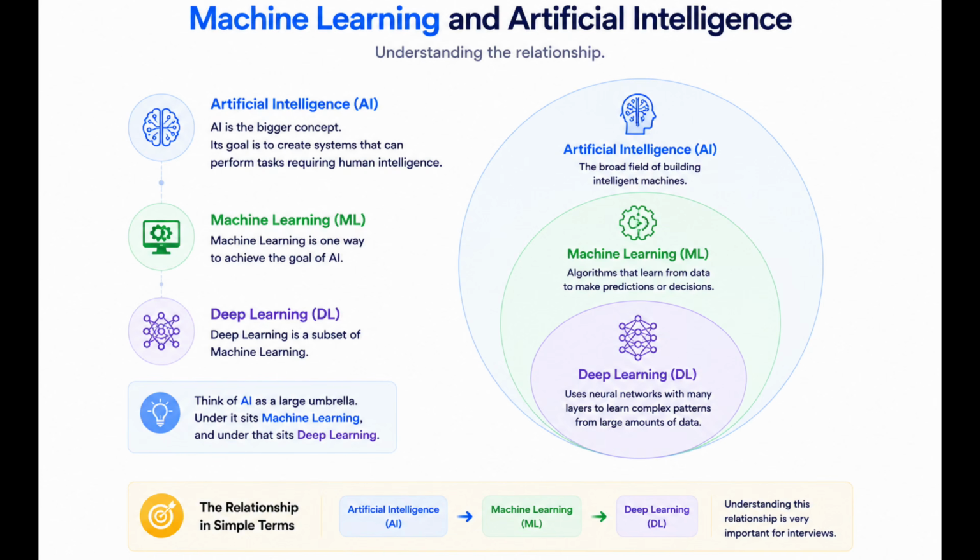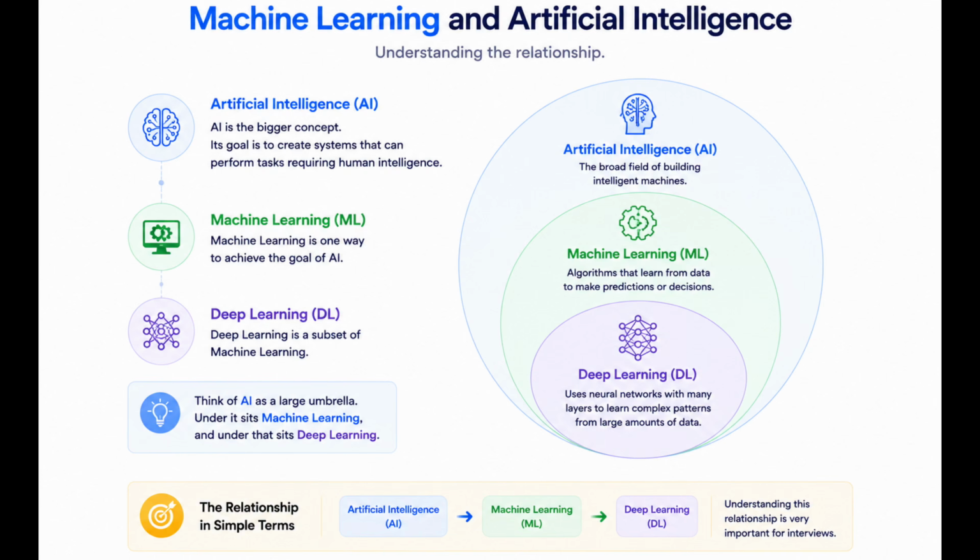Artificial intelligence is the bigger concept. Its goal is to create systems that can perform tasks requiring human intelligence. Machine learning is one way to achieve that goal. Think of AI as a large umbrella. Under that umbrella sits machine learning, and under machine learning sits deep learning.